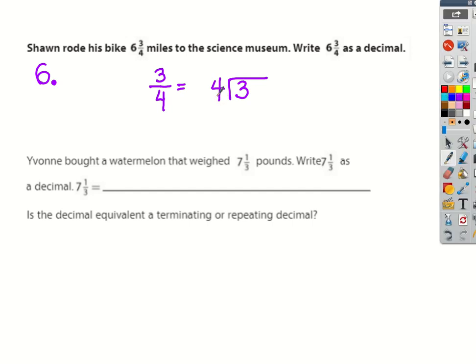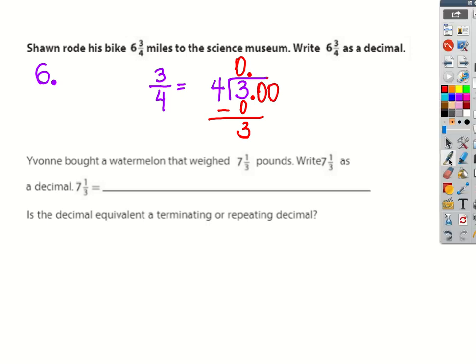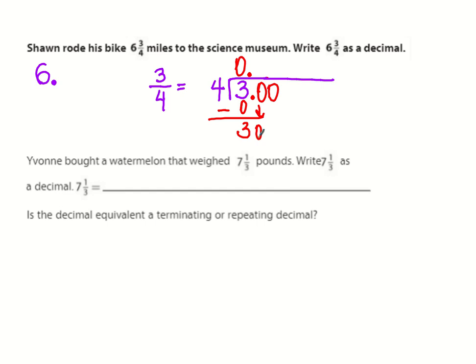So how many times does 4 fit into 3? It doesn't. So 4 times 0 is 0. Subtract. Oh, I need to add a decimal so that I can add some zeros. All right, so let's look at now bringing down that 0. So 4 into 30 goes 4 times 8 is 32. 4 times 7 is 28.